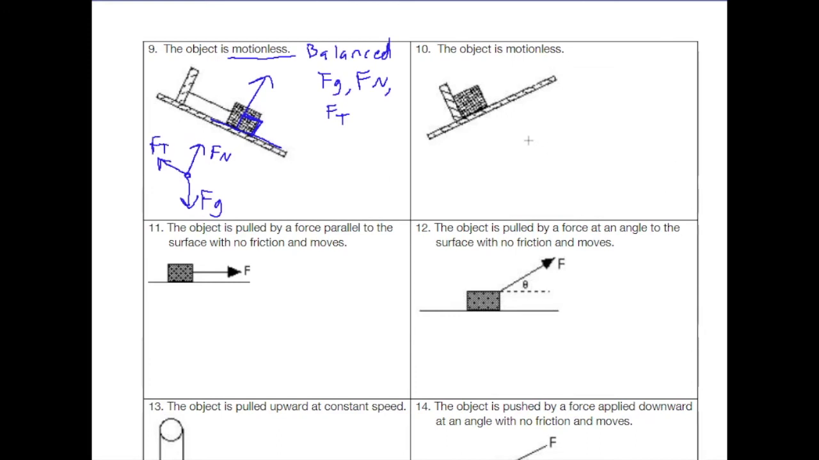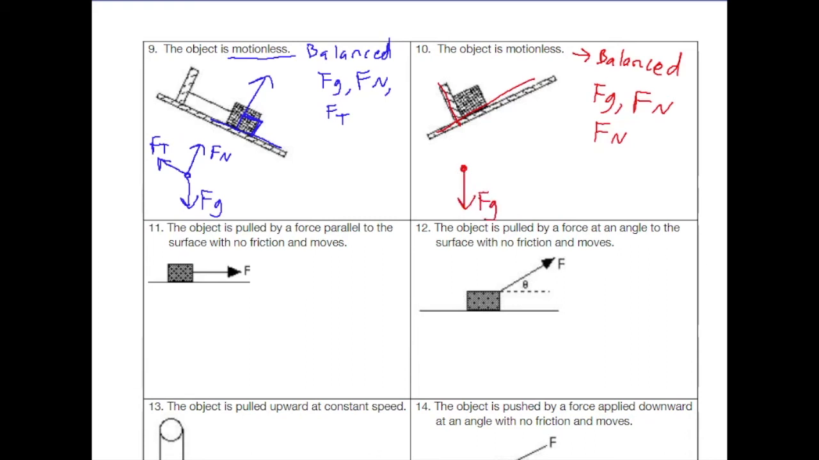Number 10, the object is motionless again. Motionless is telling me balanced forces. I know there's force gravity. And then I see I have a surface right here, so I'm going to have force normal. But then I notice that I also have a second surface here, so I'm going to have 2 force normals this time. Drawing my free body diagram, I have force gravity pointed down.